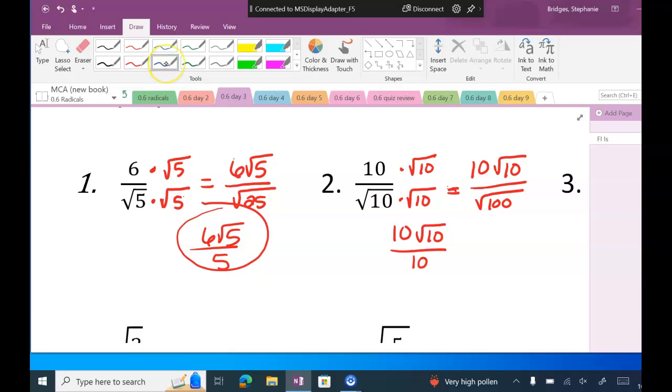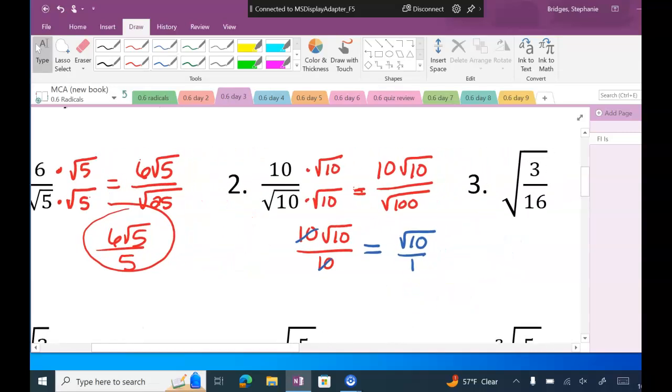Check the numbers out front, the ones that are not under the radical. Do I have numbers that can simplify? Yes, the two tens that are not under the radical can divide by 10, so basically they just cancel each other. Which leaves me with the square root of 10 at the top, nothing at the bottom.